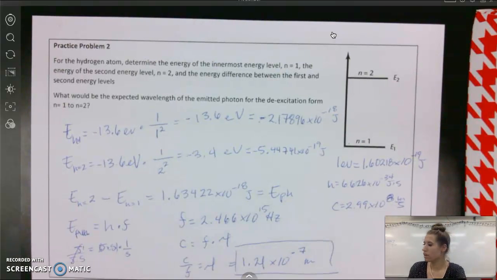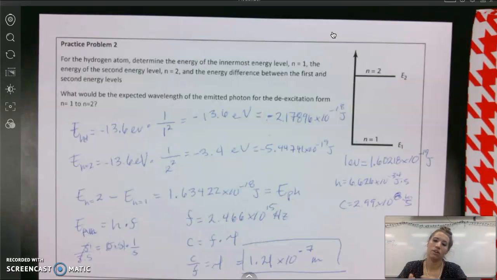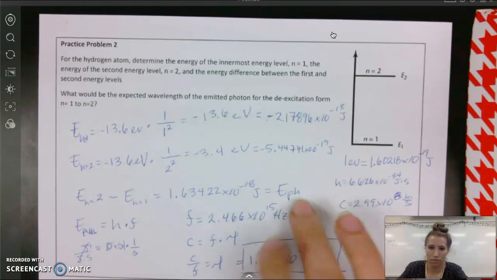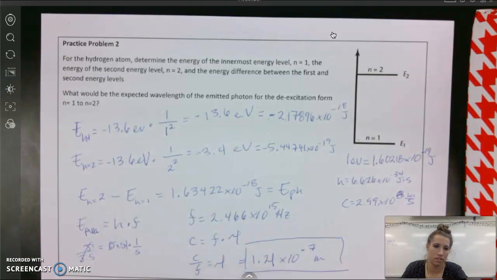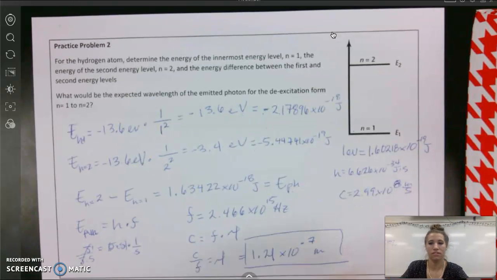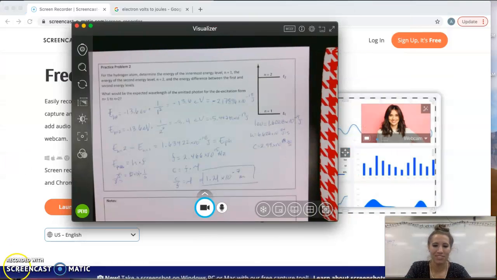Okay, wonderful. So on the activity, you're going to be talking about the electrons jumping in energy levels and what kind of wave you would expect, something with high frequency and low frequency. Okay, best of luck with the activity.